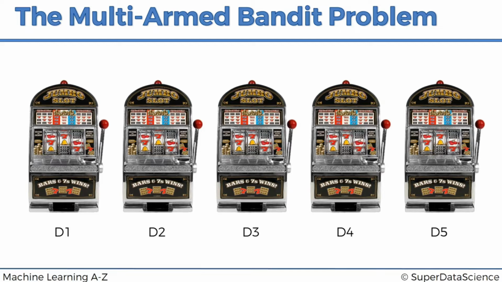But the problem here is that you don't know these distributions, right? You don't know in advance what the distributions are, and they are assumed to be different for these machines. Sometimes they can be similar or the same in some of the machines, but by default they are different. And your goal is to figure out which of these distributions is the best one for you. So let's have a look.